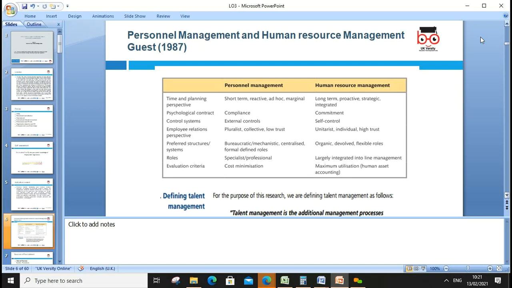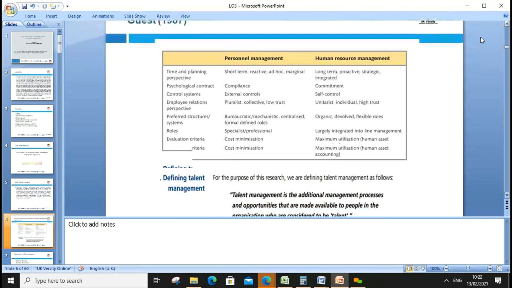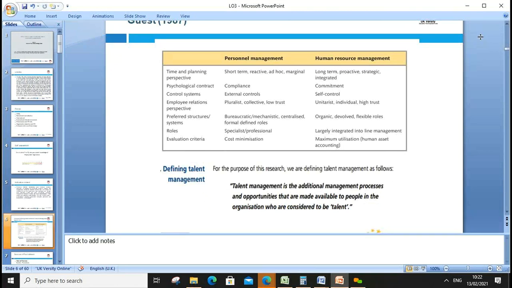Control systems: we need external control and self-control. Personnel management is external control, you control, but in human resource management you develop people, empower them, and they manage themselves. Personnel management implies a relationship that is proprietary, collective, and low trust. But in human resource management there is high trust. The preferred structural system in personnel management is bureaucratic, mechanistic, centralized, and formal, but in HR it is organic, with devolved, flexible roles. That's what we need in the HR approach. So that's the key difference.